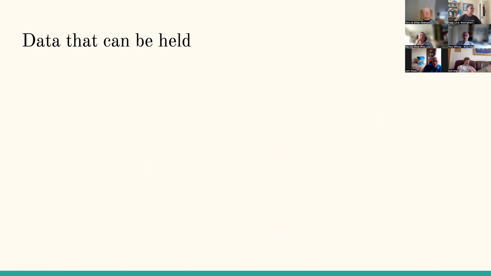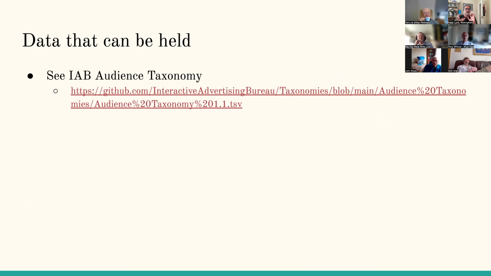Now, what data can be held about you in this database? Well, somewhat surprisingly, there is a standard for this. There's a company, the Interactive Advertising Bureau, which holds standards for this database, and I'll put the link in there directly. It's called the Audience Taxonomy, and we can have a look. So it is a standard. I'll show you some examples from it in a minute.